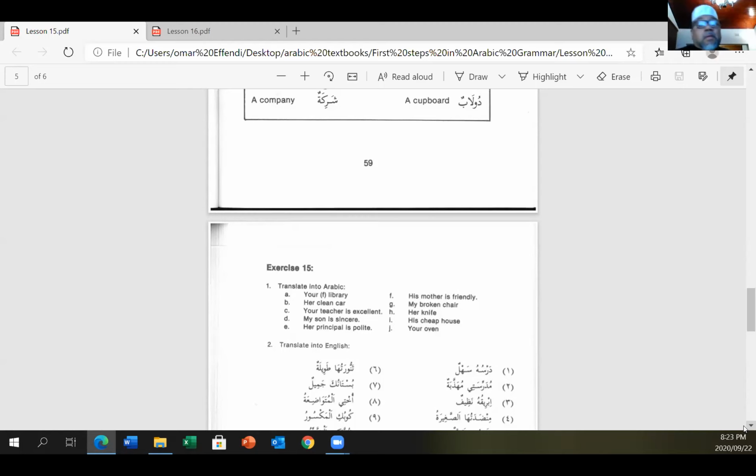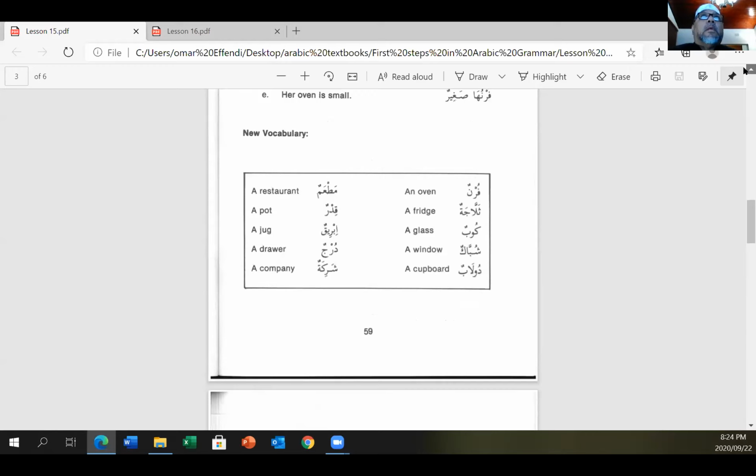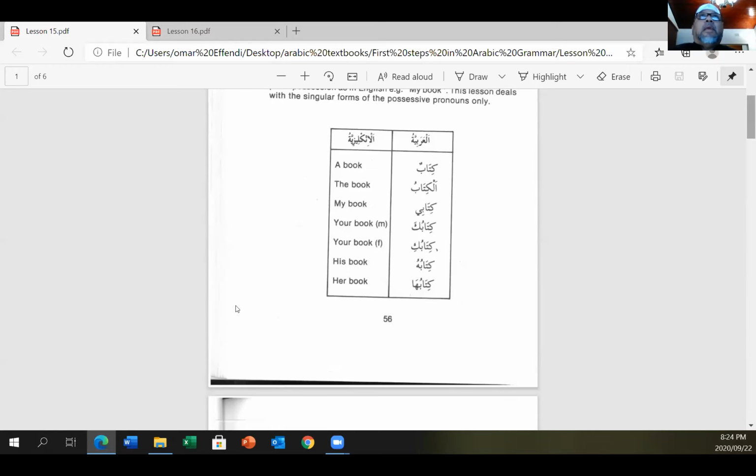Then last week's lesson was very interesting when we referred to the attached pronouns, which is the one I have on the screen now, lesson number 15, where we had that table. I'll just take it to the table quickly. There, this table, remember, was very, very important.